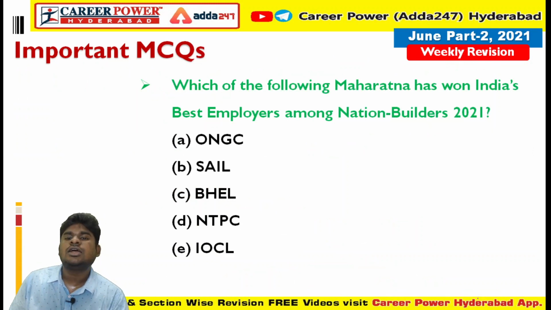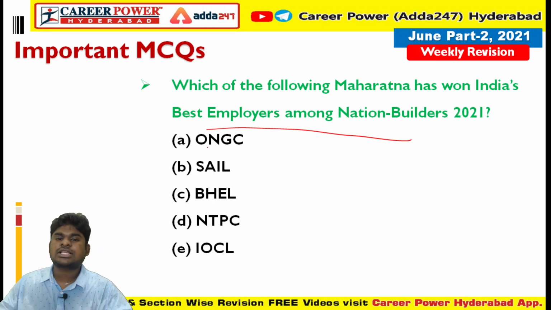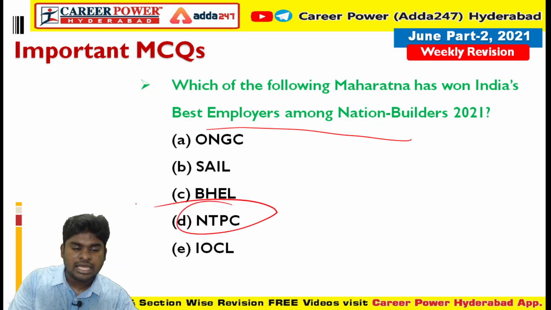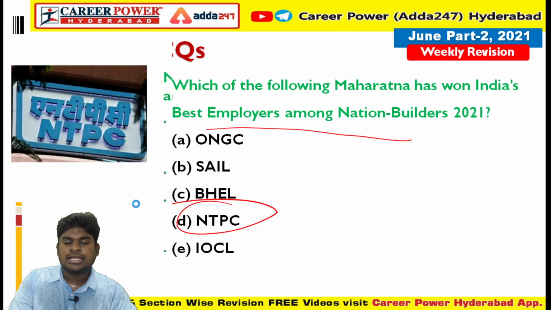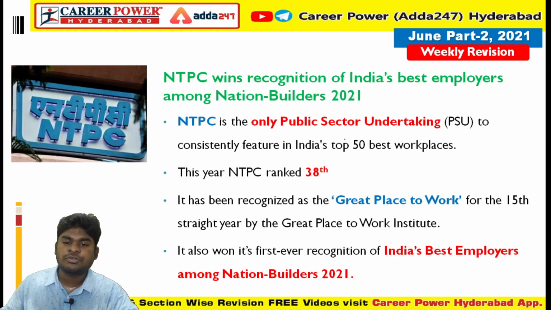So the next question: which of the following companies was given India's Best Employers among the Nation Builders 2021? Answer is NTPC, National Thermal Power Corporation Limited. National Thermal Power Corporation Limited is the only public sector undertaking to be featured in the top 50 best places.